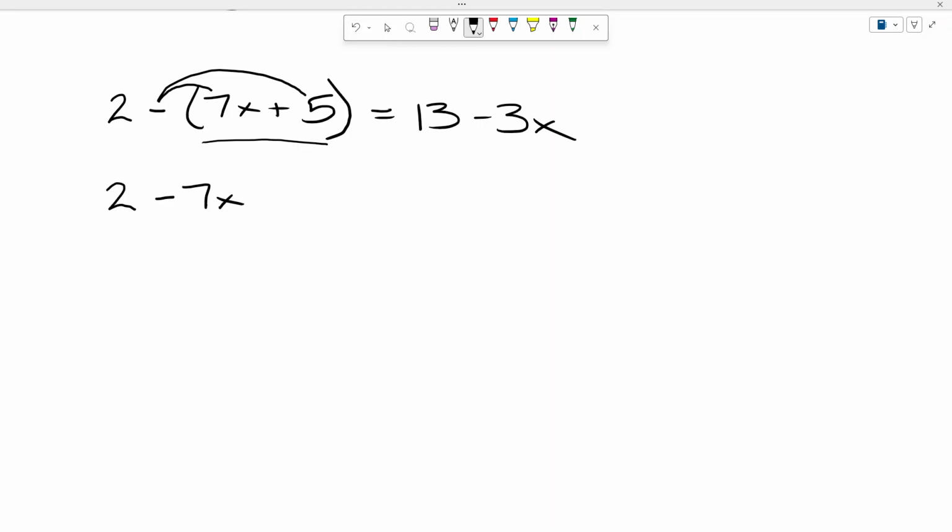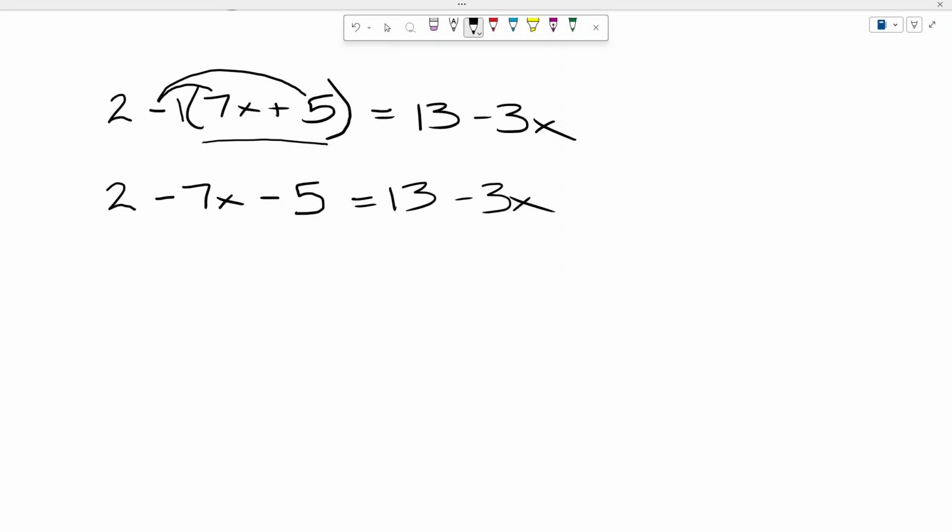And then if we take the minus times the positive 5, and if it's helpful, think of it like the imaginary 1 right there. So essentially we're taking negative 1 times positive 5, which will come out to negative 5. Negative times a positive will give us a negative. So when we distribute that, that becomes minus 5. And then over here we still have, for right now, 13 minus 3x.